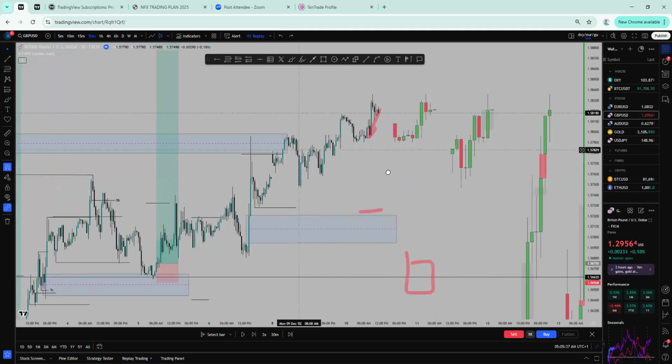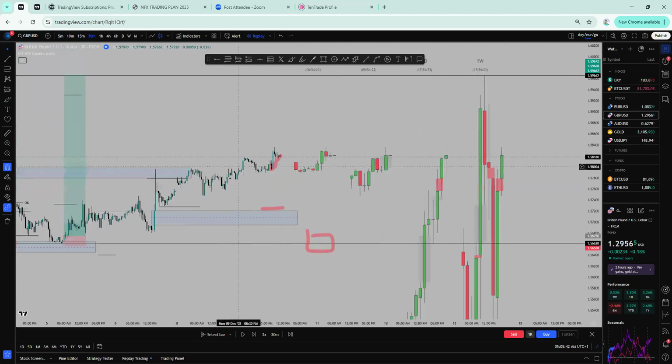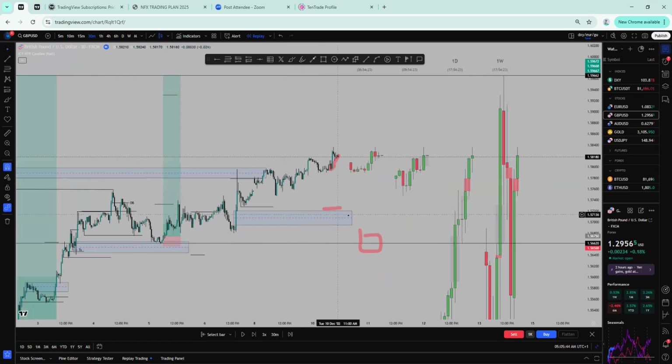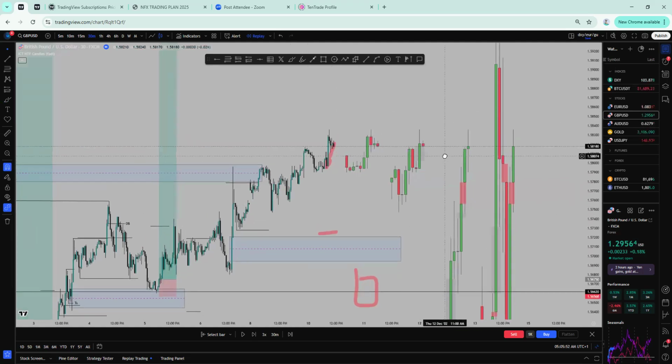So if price manages to grab any low here, if we manage to take out any of these lows, then we can start to look for buys. And if price drops to this fair value gap, good. But if it doesn't and it takes out any low here and gives us some reversal, it will still be good, right?